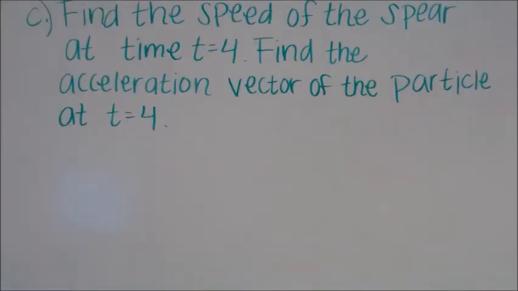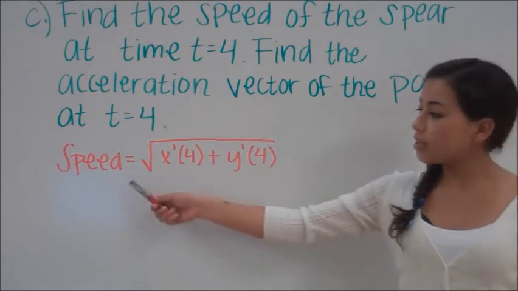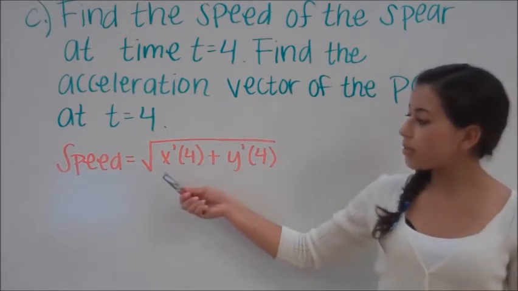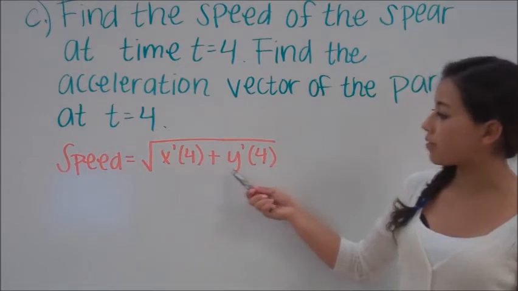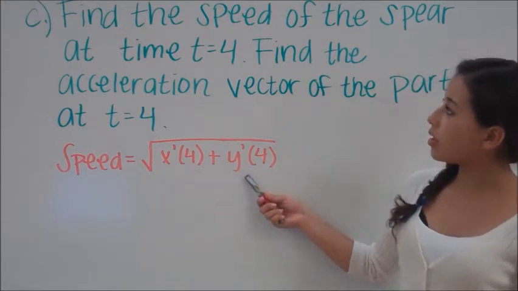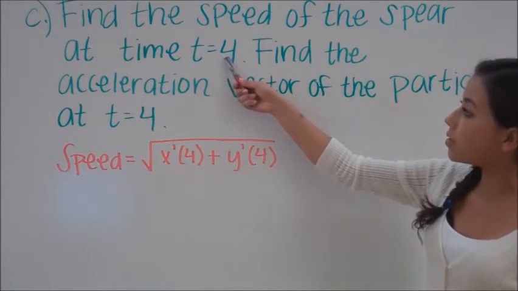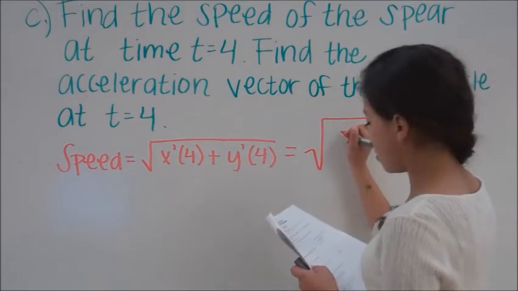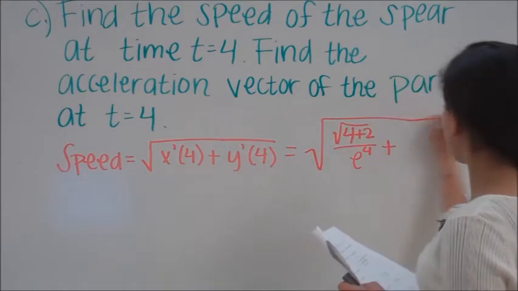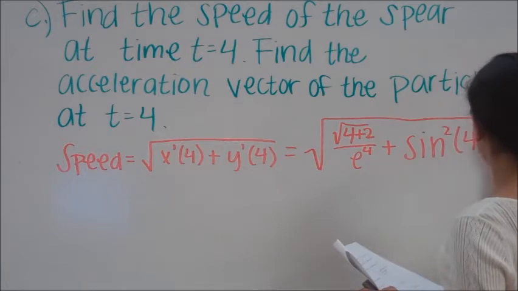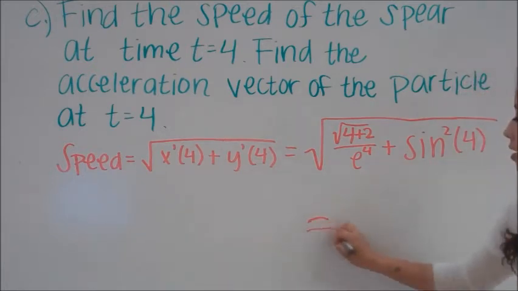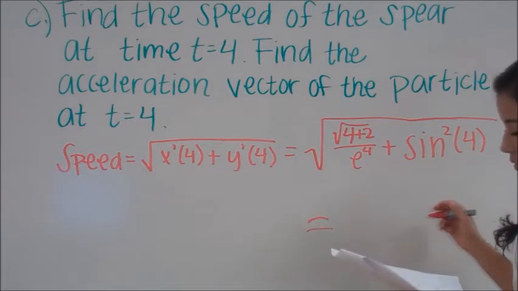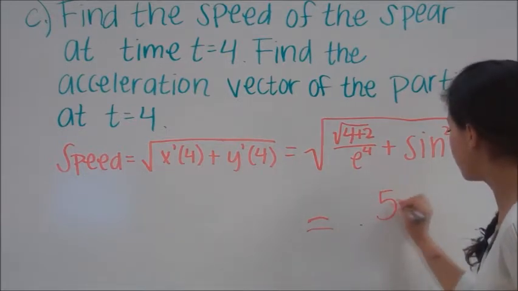Part C. Find the speed of the sphere at time t equals 4. Find the acceleration vector of the particle at t equals 4. Great. So this is the speed equation. It's the square root of the first derivative of x squared plus the first derivative of y squared. And since you're looking for the speed at t equals 4, you're substituting 4 in for t. After plugging this into the calculator, you get 0.575.